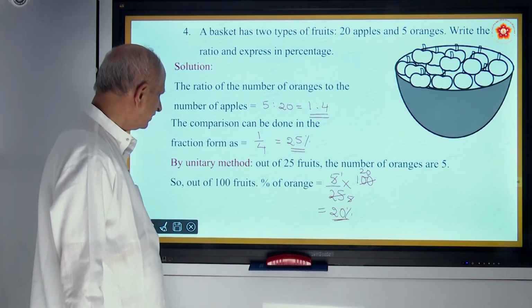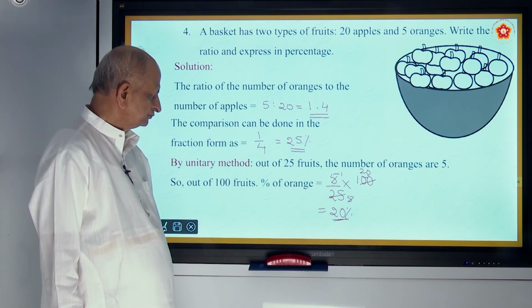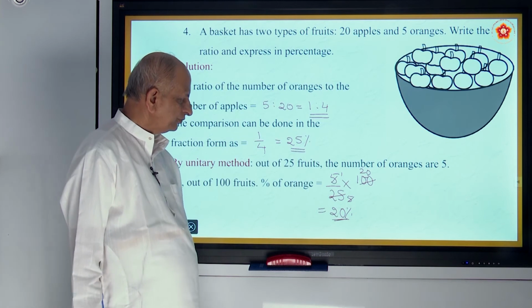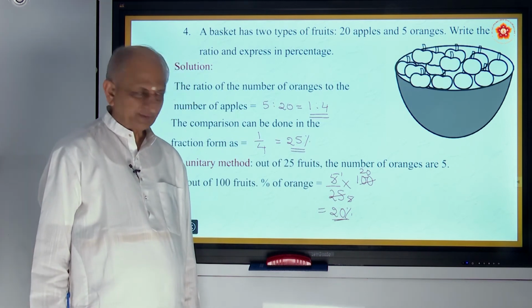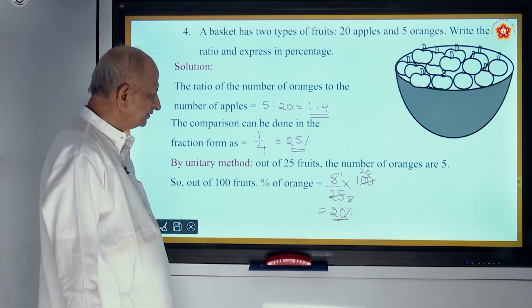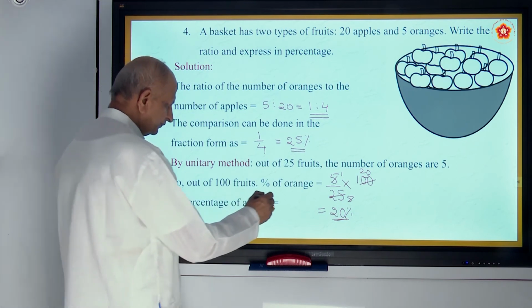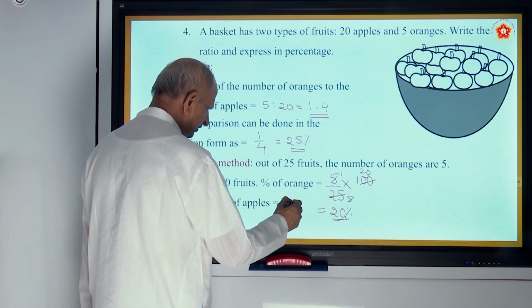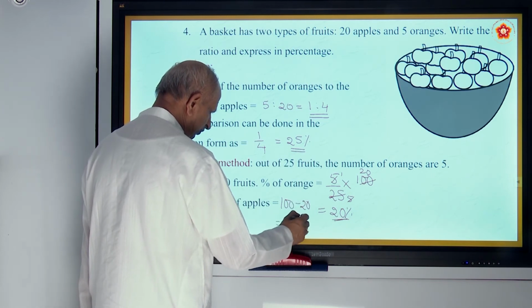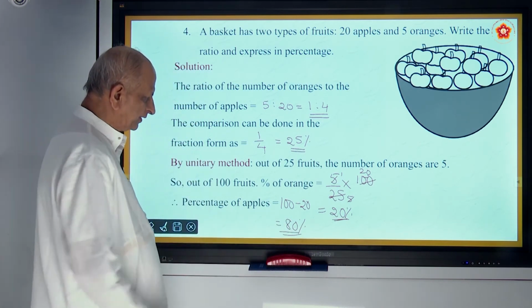Oranges 20%. Correct? Suppose they ask the percentage of apples, it will be 80%. 100 minus 20. Correct? So that is the answer for that question. So, percentage of apples: total is 100, now 20 are oranges, 100 minus 20 is equal to 80%. That is the answer for that question.